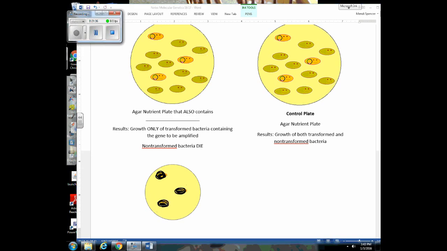Now over here, our control plate is we basically have a plate of agar. It's got lots of food on it, just like this one had food on it as well. And this is our control plate, and we should see plenty of growth that we can use to compare to the growth that we see on this plate. So on this plate, we're going to get both transformed and non-transformed bacteria growing. So we're going to see lots of bacterial growth on those control plates.